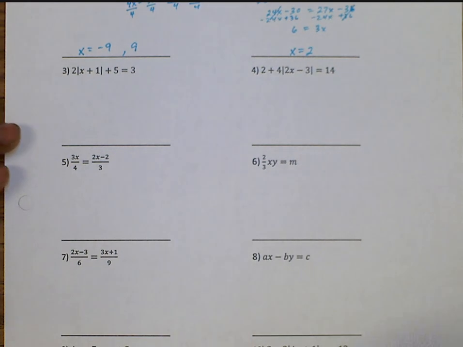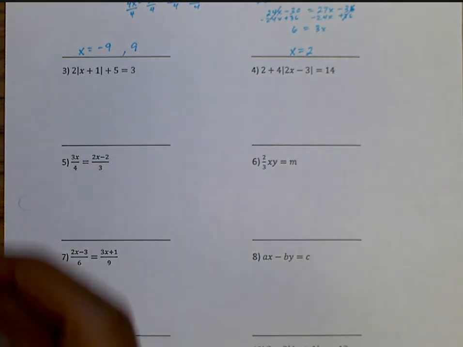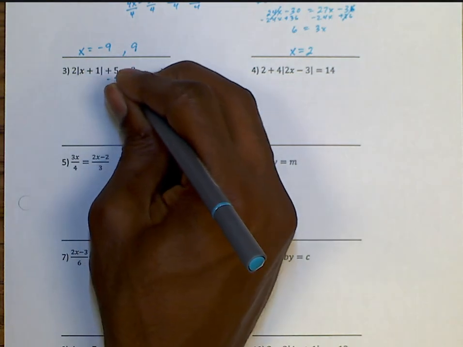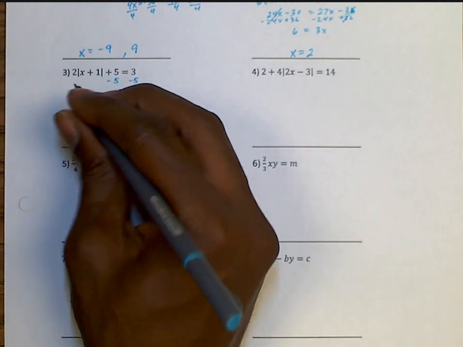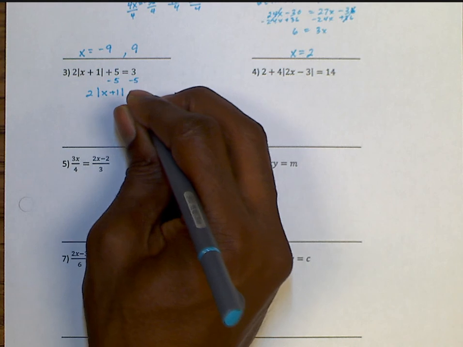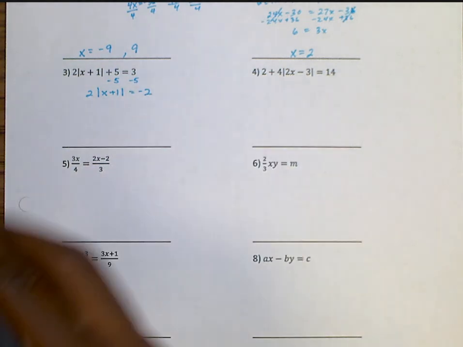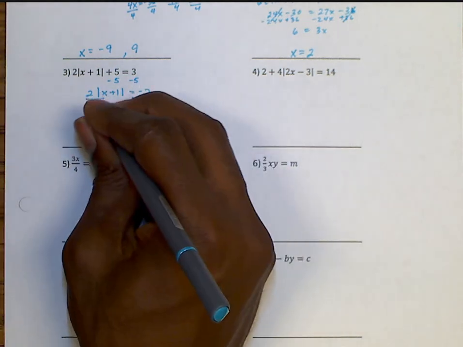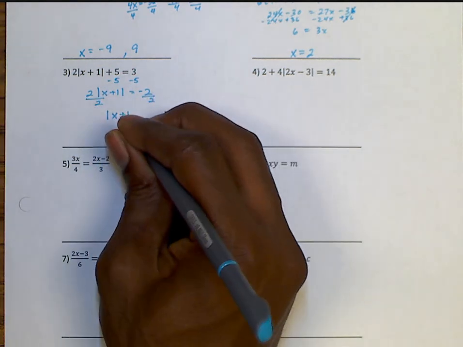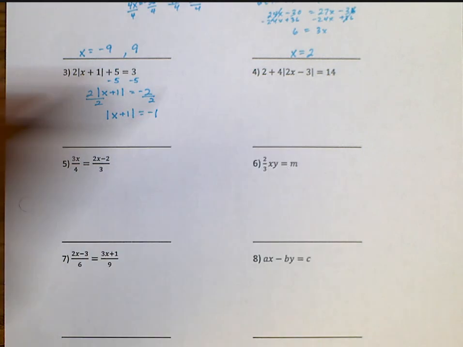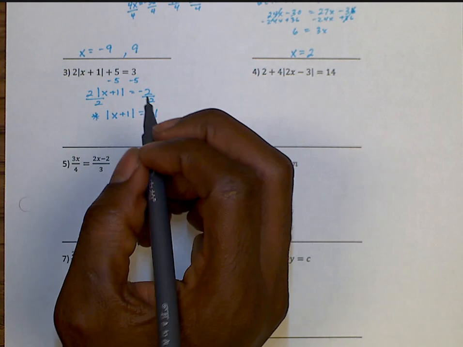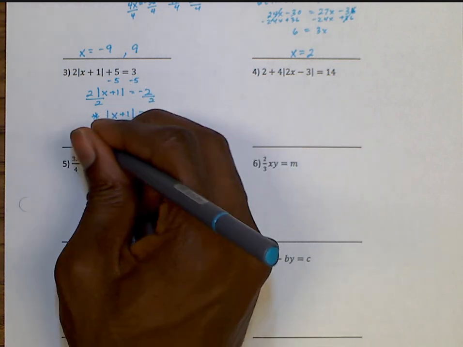Alright, another absolute value problem here for number 3. Again, our first step will be to subtract 5 from both sides, trying to get the absolute value by itself. So we're left with 2 times the absolute value of x plus 1 equals negative 2. From there, we will divide by 2. And then we're left with the absolute value of x plus 1 equals negative 1. Okay, remember, an absolute value cannot equal a negative number. And so we'd have to say there's no solution here.